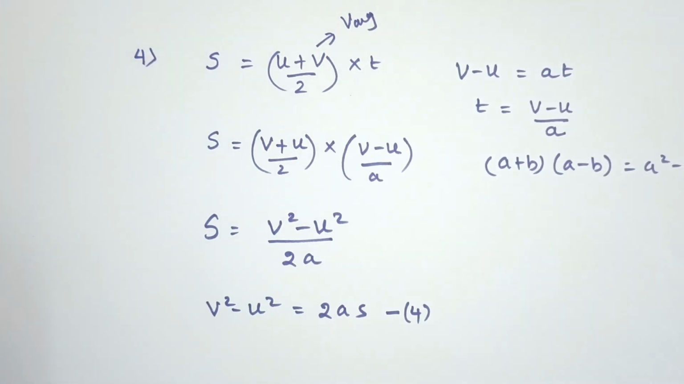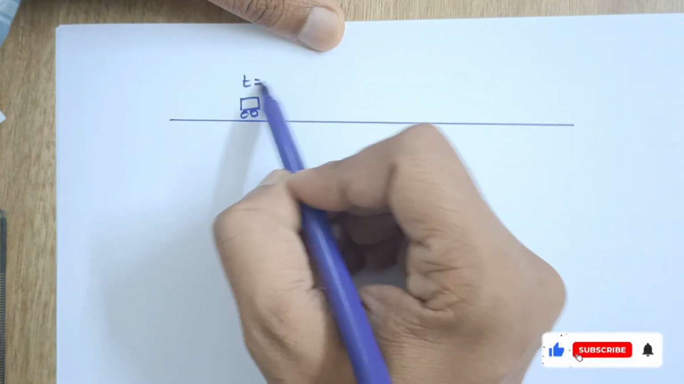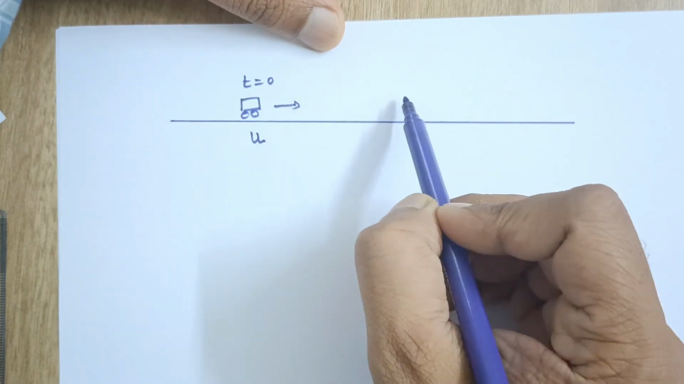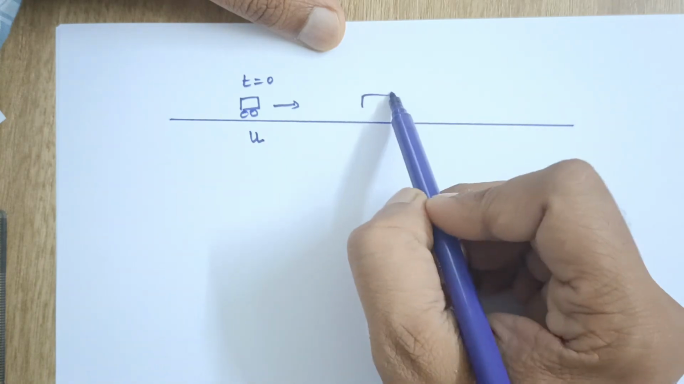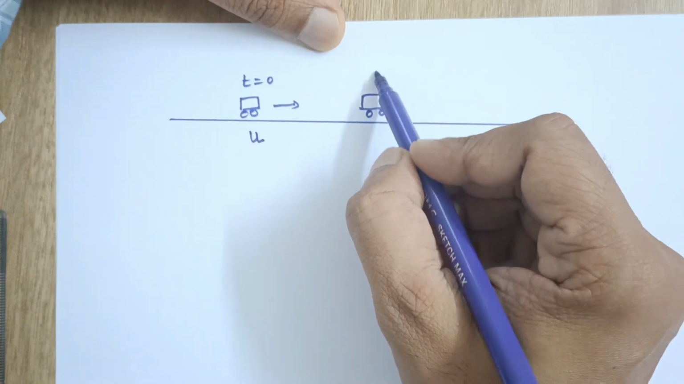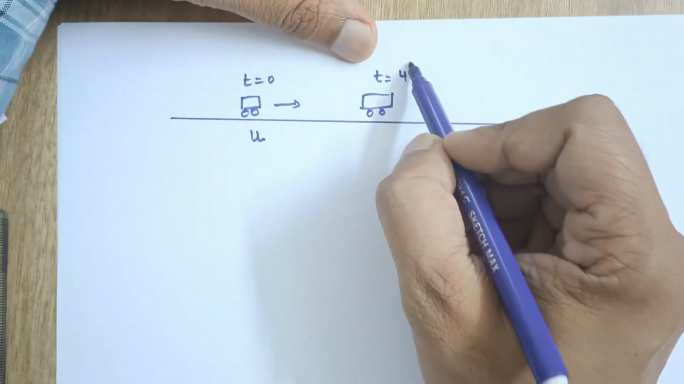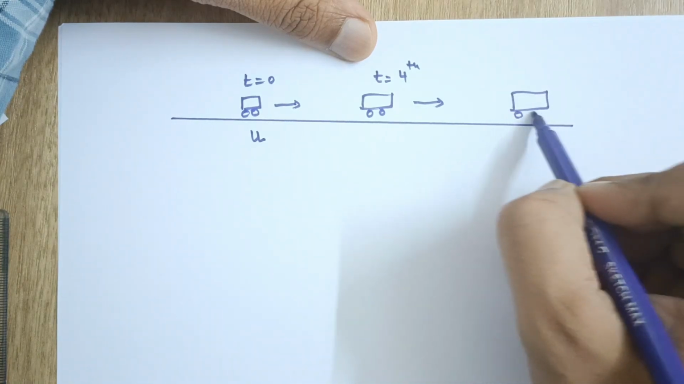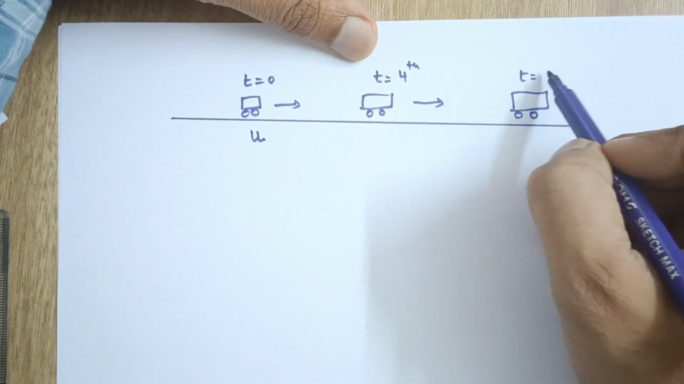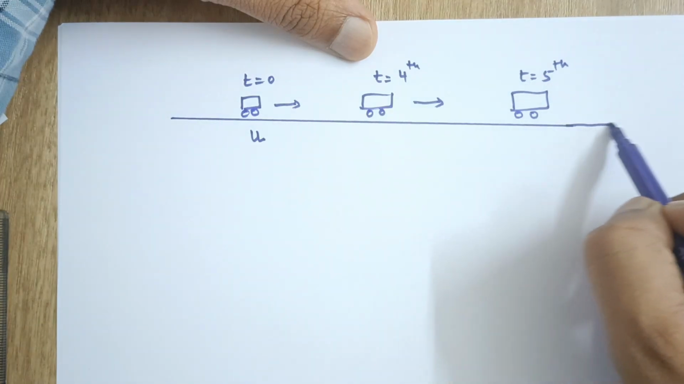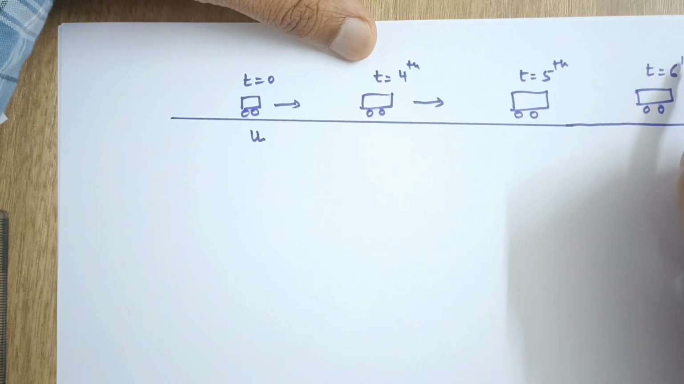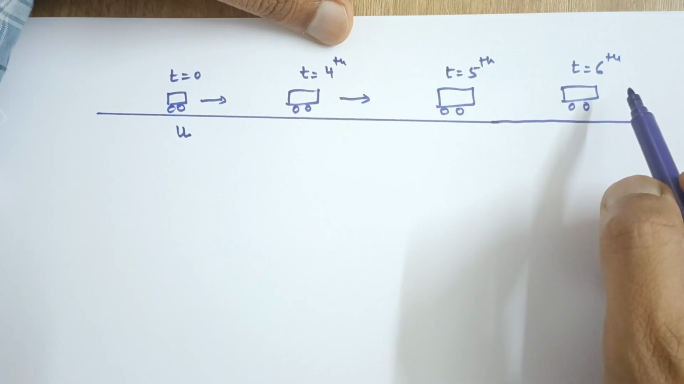Okay, now let's talk about the last equation. Over here, this is the car at, say, time t equal to 0, initial velocity u. Now this car is accelerating, so with respect to time, the velocity increases. Say for example, at the 4th second, the car was here. Now I'm saying the car continues to move in a straight line, and say the car reaches over here at time equal to the 5th second, and in the same way the car reaches over here at time equal to the 6th second. So at the 6th second the car is found to be here.